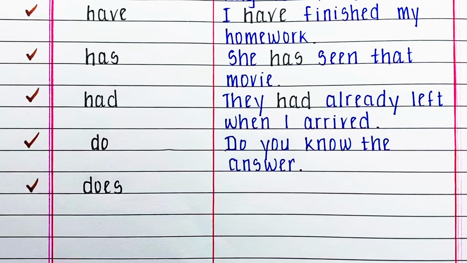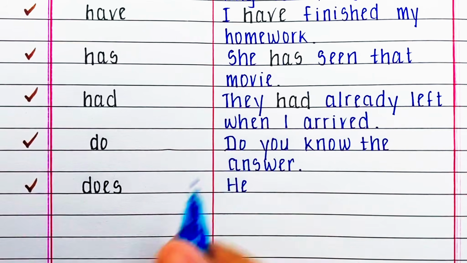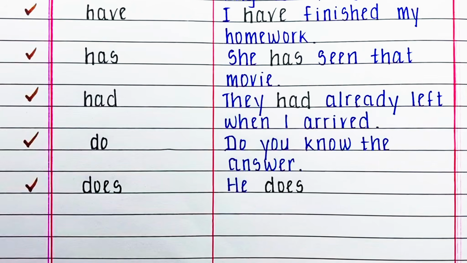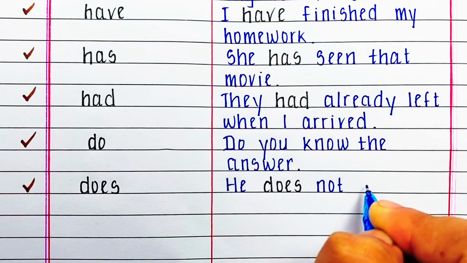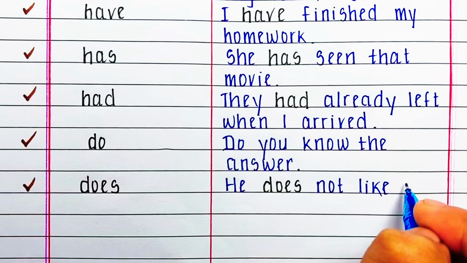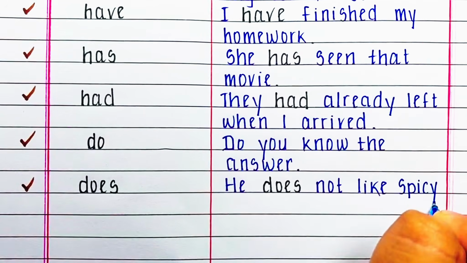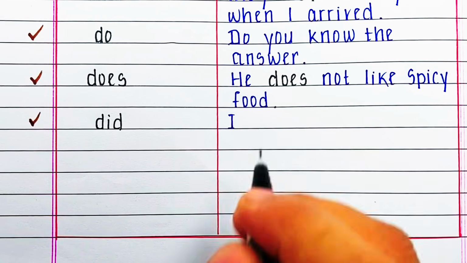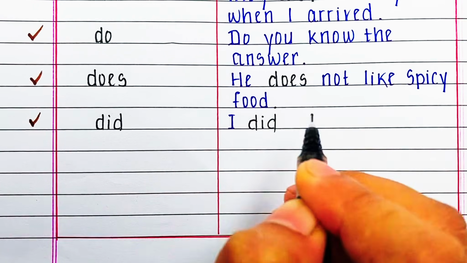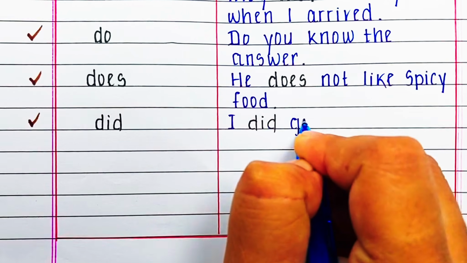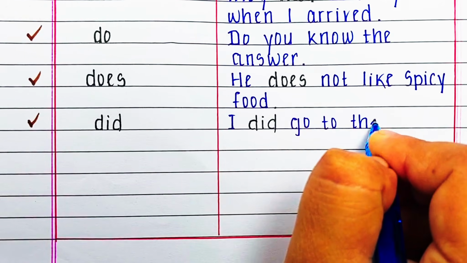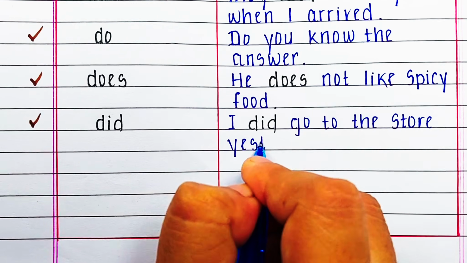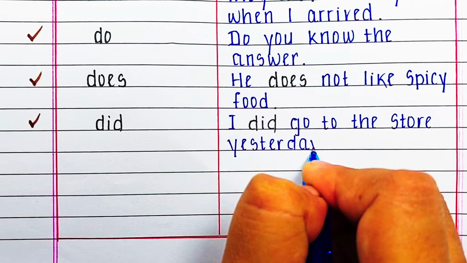Next is do. Example, do you know the answer? Here, do is the helping verb and know is the main verb. Next is does. Example, he does not like spicy food. Here, does is the helping verb and like is the main verb.